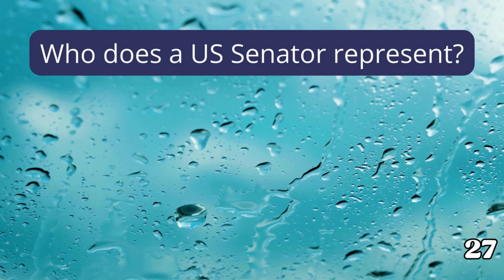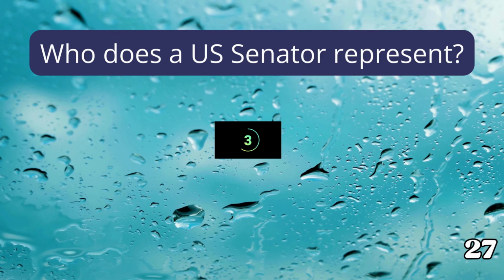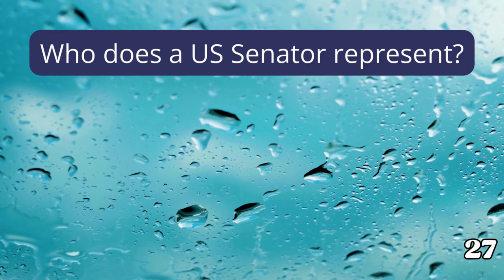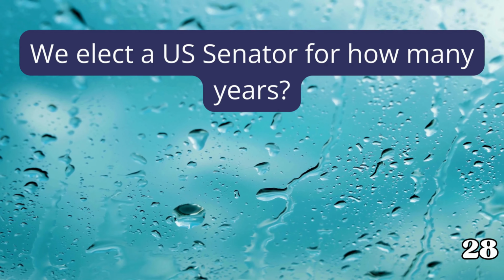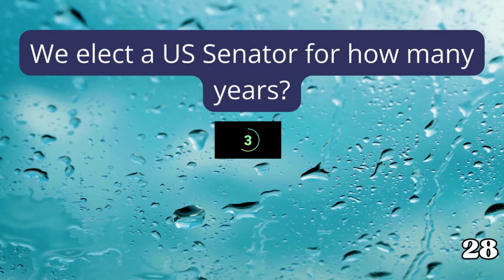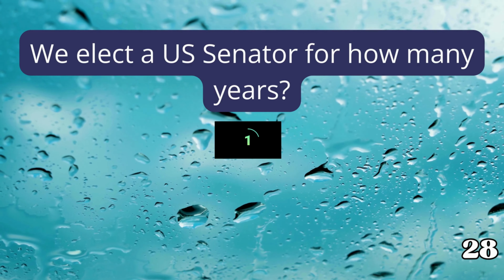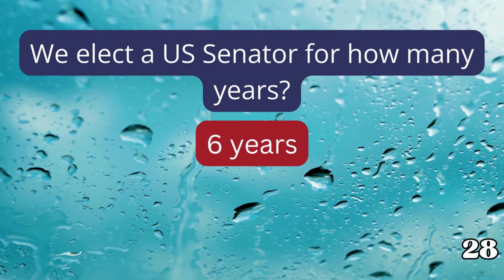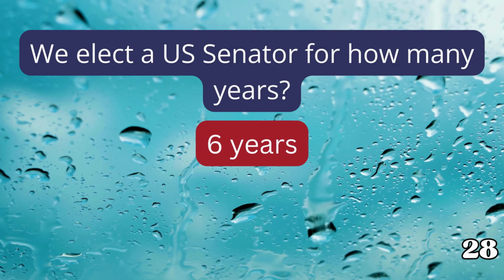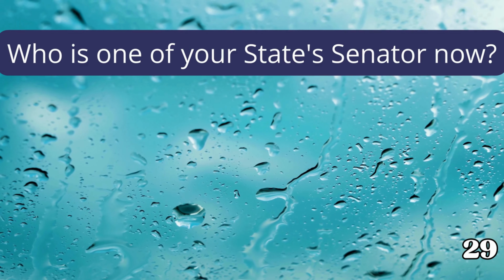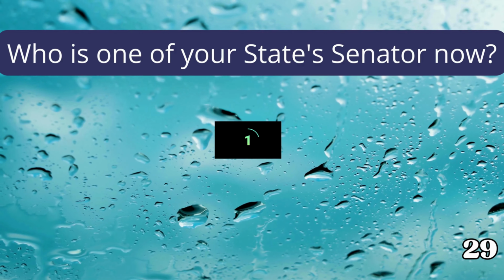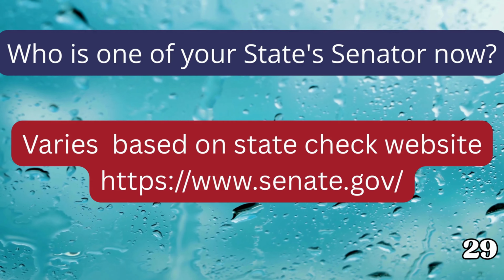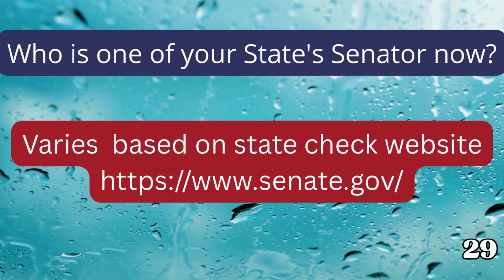Who does a U.S. senator represent? All the people of the state. We elect a U.S. senator for how many years? 6 years. Who is one of your state's senator now? Answer varies by state. Please check website in description.